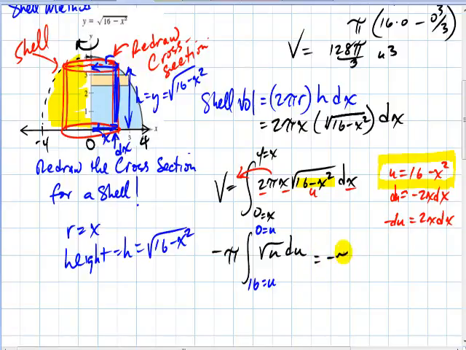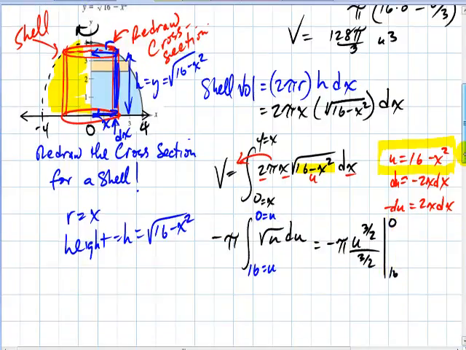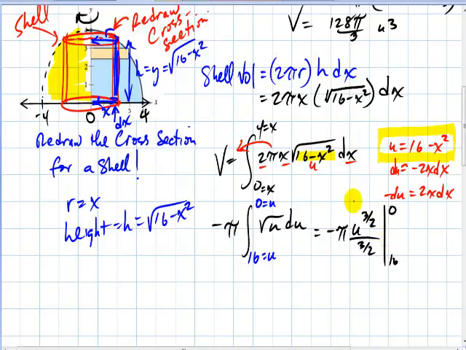Well, now I want to integrate. So I get negative pi times the integral of u to the 1/2, and that's going to be u to the 3/2, divided by 3/2, evaluated from 16 to 0. Or I could bring back x in and evaluate it at the original bounds from 0 to 4. You can try that. It's going to give you the same thing. Okay, I'm going to simplify this a little bit here. Negative pi times 2/3, times u to the 3/2. Evaluate that from 16 to 0. There you go.